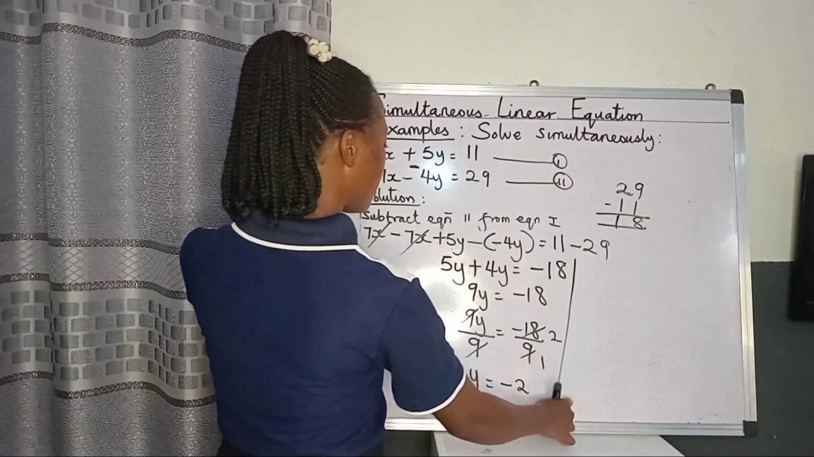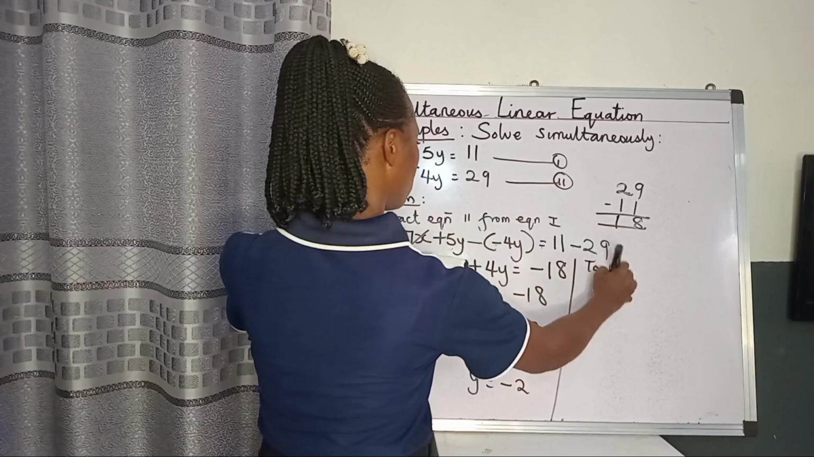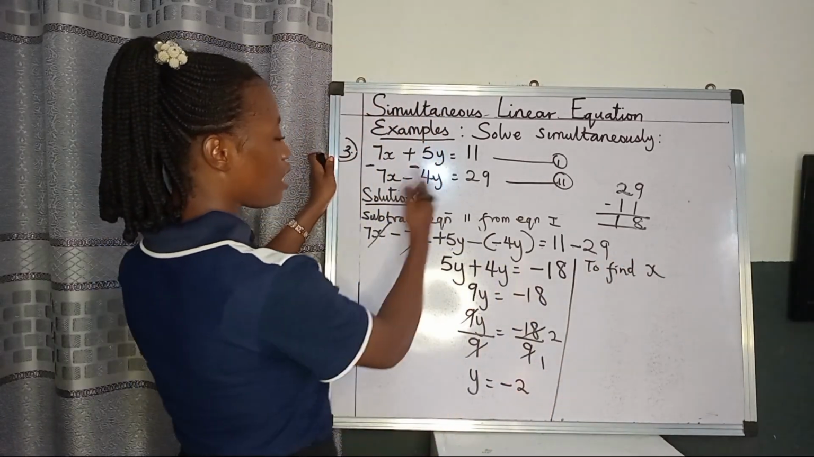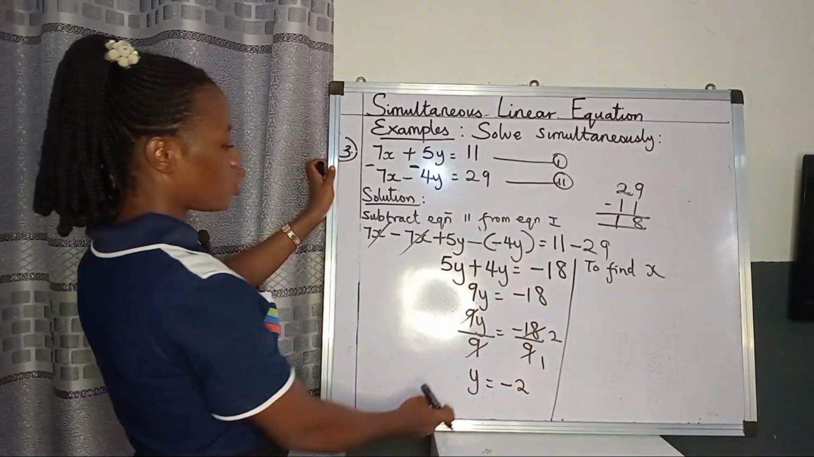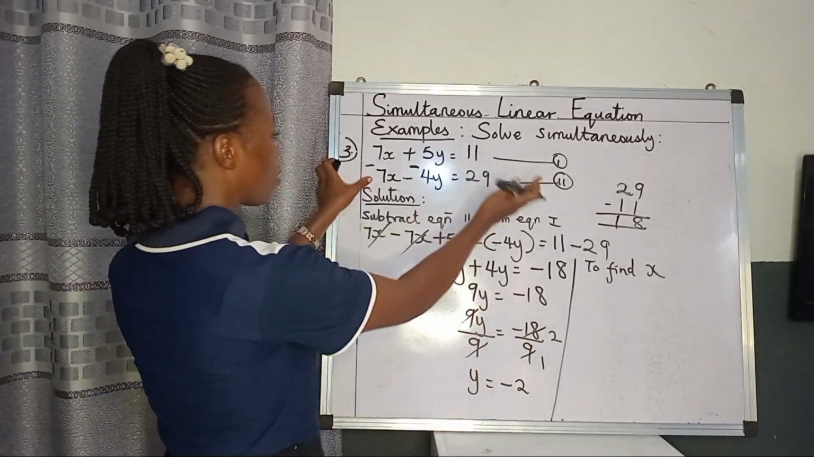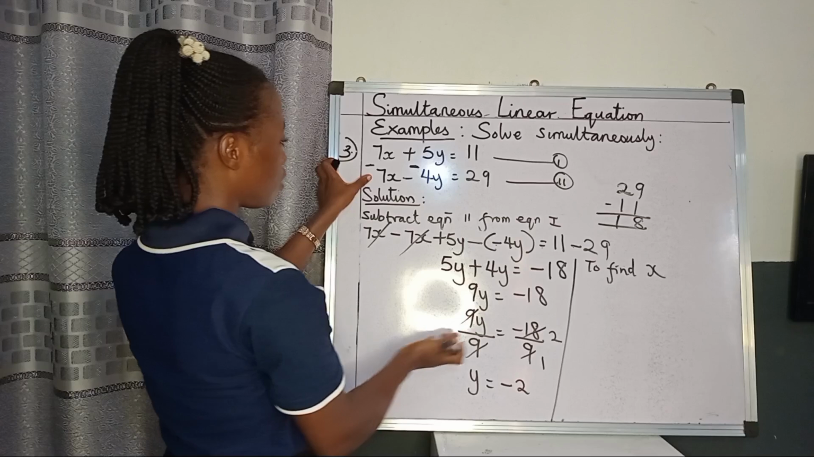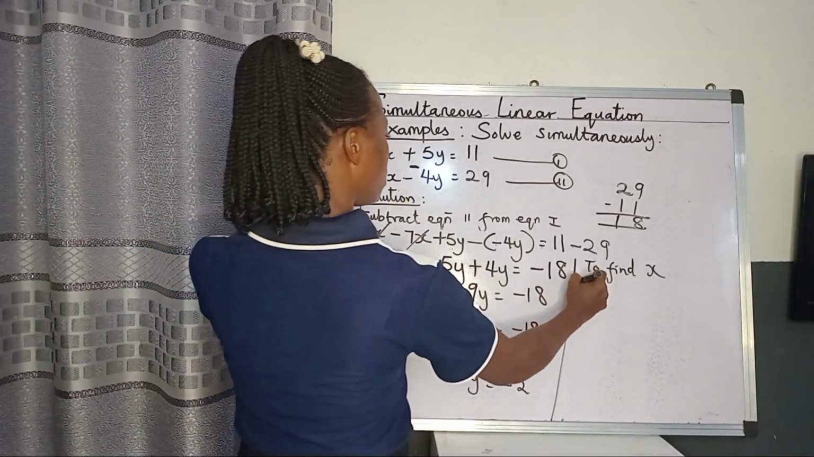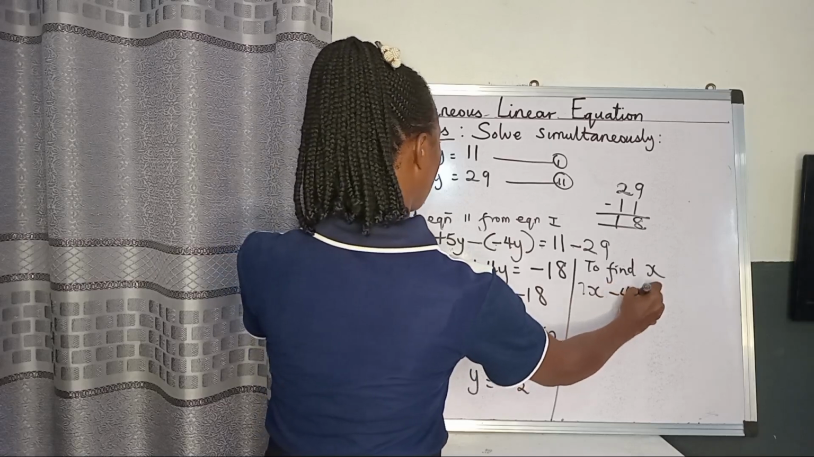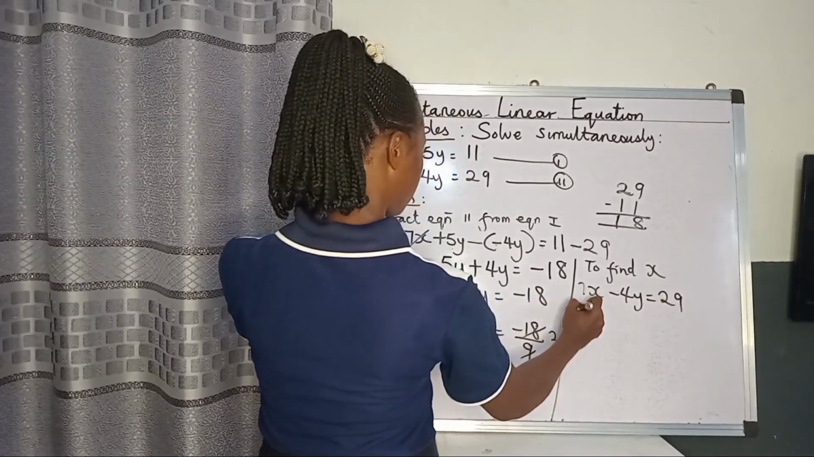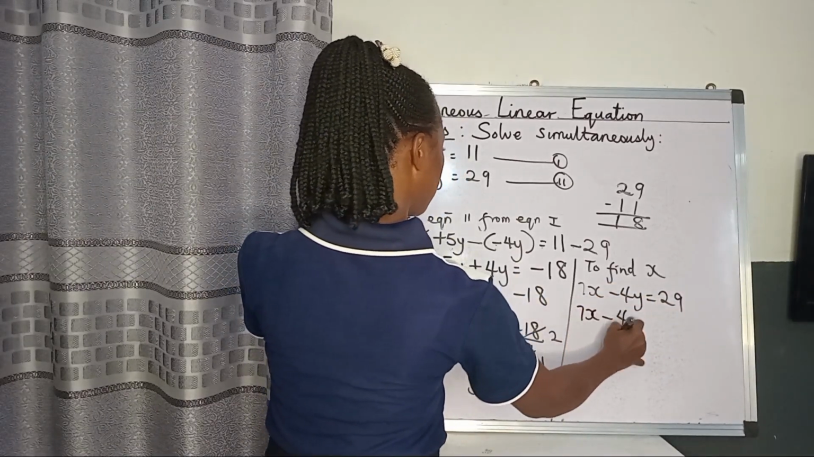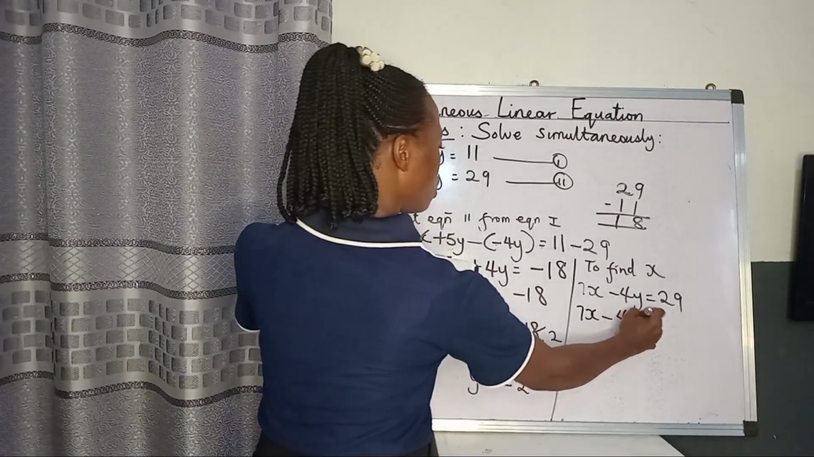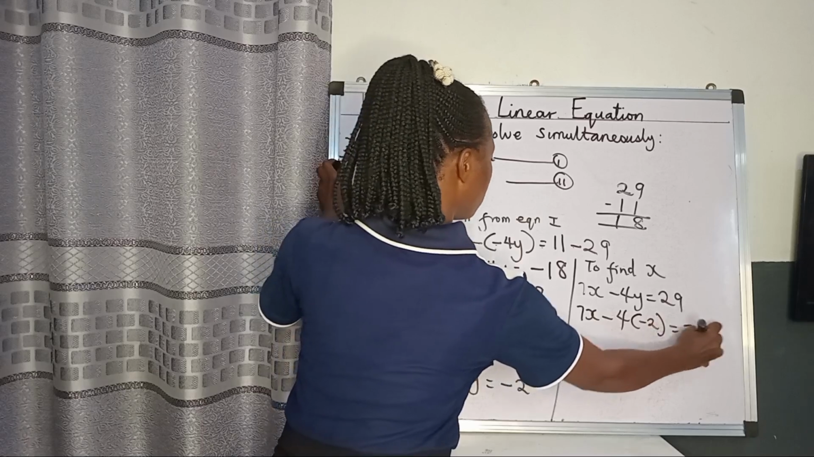Now moving on, let's find the value of x, okay? So to find x, you substitute the value of y into any of the equations. So I can substitute the value of y into equation 1 or equation 2, anyone. Let's use equation 2. So 7x minus 4y equal to 29. 7x minus, now 4y means 4 times y. In this case, my y is negative 2. So 4 times minus 2 equal to 29.